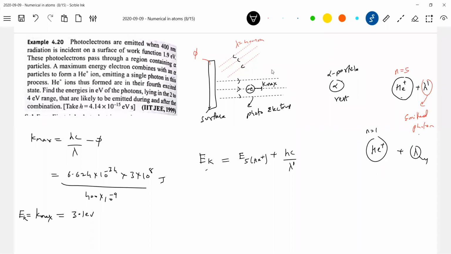Not one lambda, plenty of photons I'll write. For n equal to 5, how many will there be? n into n minus 1 by 2. Anybody? How many lines? 10 lines. 10 photons of different wavelengths.